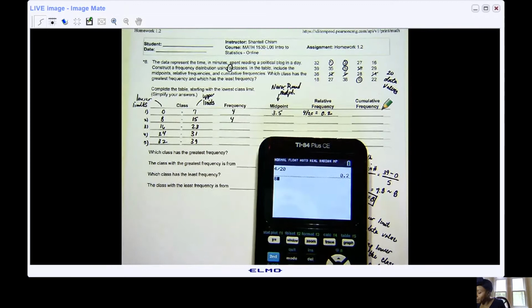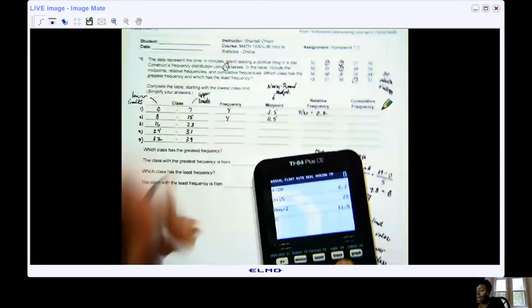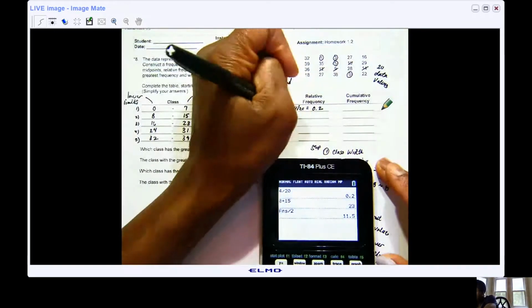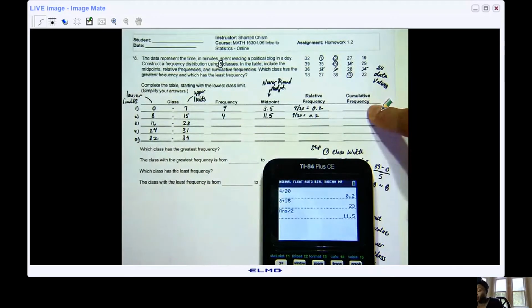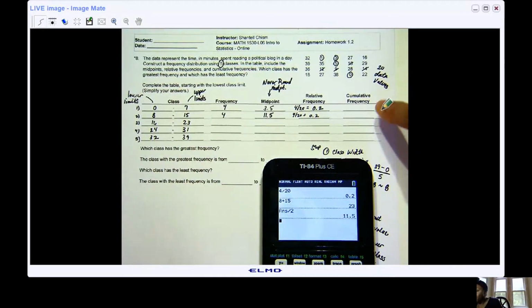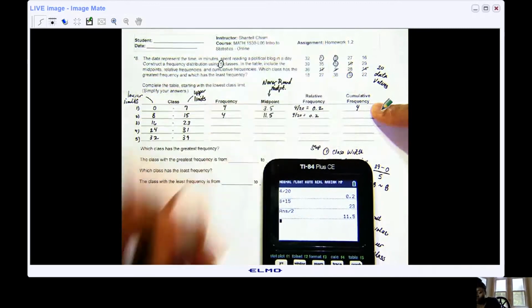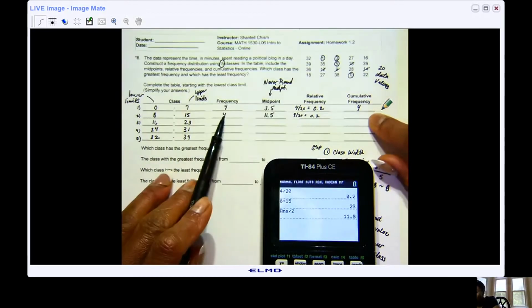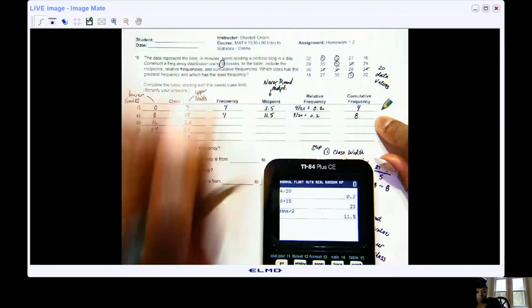All right, the midpoint would be 8 plus 15 divided by 2. So that's 11.5. And then the relative frequency is 4 out of 20, so 0.2 again. Oh, and I forgot cumulative frequency. Let me do that. So remember, cumulative frequency is the sum of a class's frequency and all frequencies before it. That first one has nothing before it, so its cumulative frequency is going to be the same as its original frequency, 4. Class number 2 had a frequency of 4, and then you're going to add the frequency before it. So 4 and 4, that gives us 8.